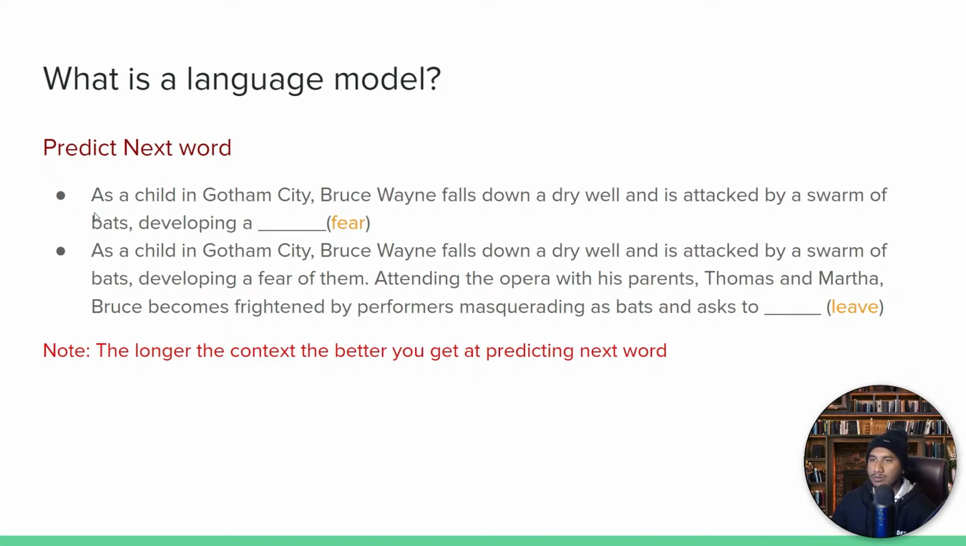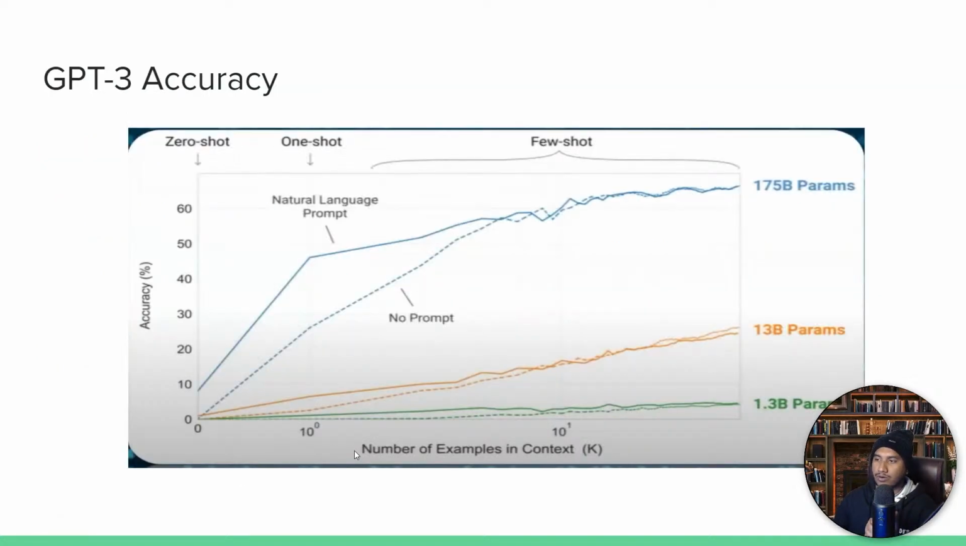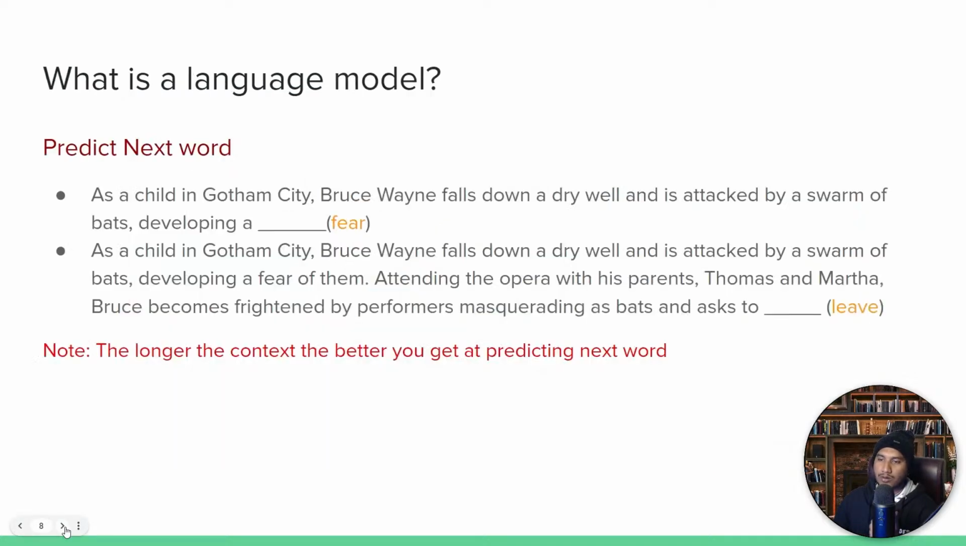Now, see, this context is very little in this sentence. But if you see the second sentence, as a child in Gotham City, Bruce Wayne, just read this sentence. You will get more information from this text, and lots of context is there. Now you can easily fill this gap. So it is proved that if your number of examples in context is increasing, your model will be able to predict the next word very easily.